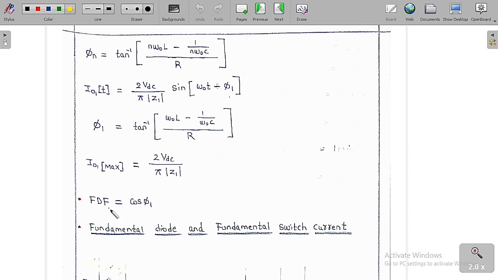I have already told you the fundamental displacement factor is equal to cos of the phase angle between the fundamental output voltage and the fundamental output current. So cos of phi 1, because the fundamental output voltage is 2 VDC by n pi sin of omega naught t, and the fundamental output current is this one. So the phase angle is phi 1. Therefore cos of phi 1 is the fundamental displacement factor.